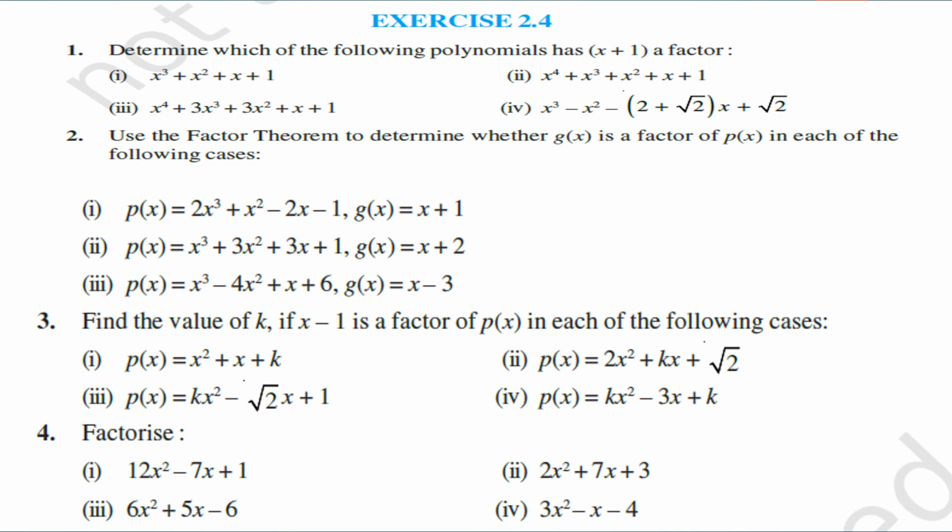These are the questions that you can try for practice. Okay? As a homework, you can do it tomorrow, not today. Okay?